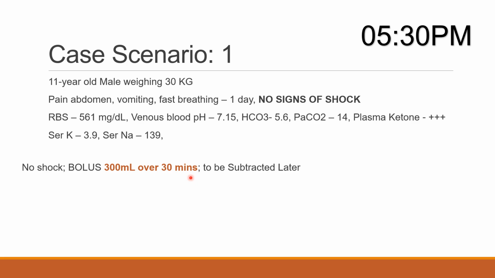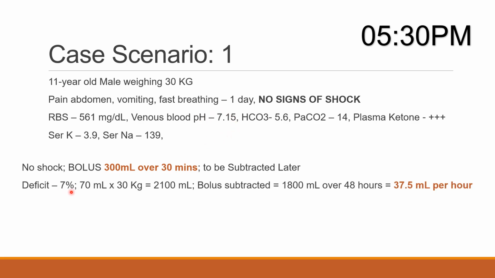So I hope you have calculated now. So how much is the deficit? Deficit depends upon the initial pH. Initial pH is 7.15. That indicates moderate DKA. Moderate DKA means 7% deficit. 1% is 10 ml per kg. So 7% is 70 ml per kg. 70 ml per kg refers to 2100 ml in this case.